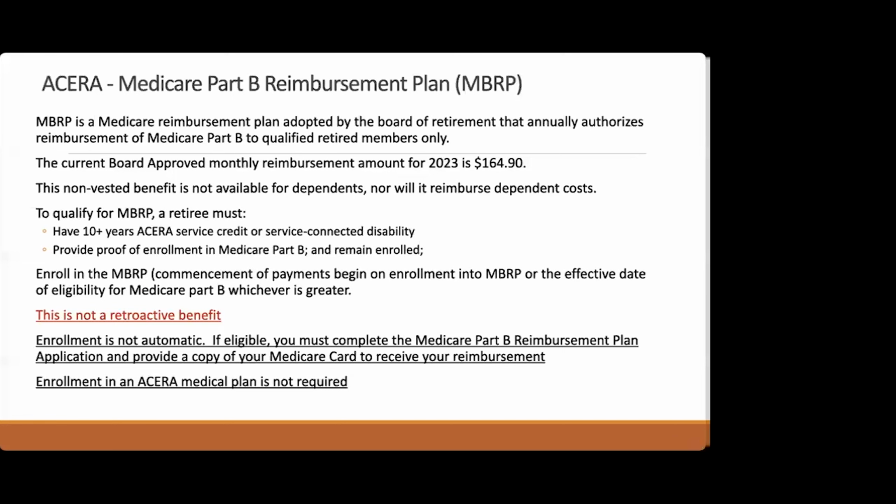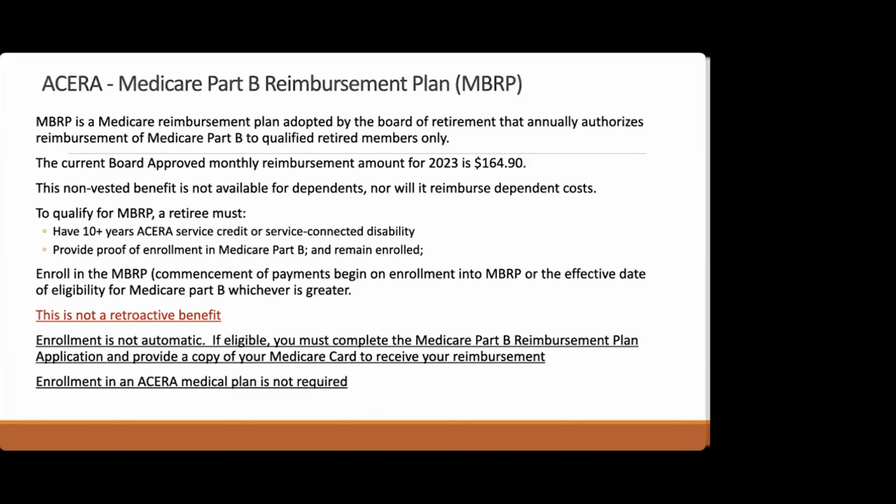However, in order to qualify for this, again, you have to have 10 plus years of Acera service credit. You have to be the member, or you can have a service-connected disability retirement with any amount of service credit from Acera or from other systems, but you have to be service-connected disability retired from Acera in order to be eligible for this. In addition, you also have to provide proof of enrollment in Medicare Part B to Acera, and this would be in the form of a copy of your Medicare card that shows your Medicare Part A and Part B effective dates. And you have to remain enrolled in Medicare Part B to be eligible for this.